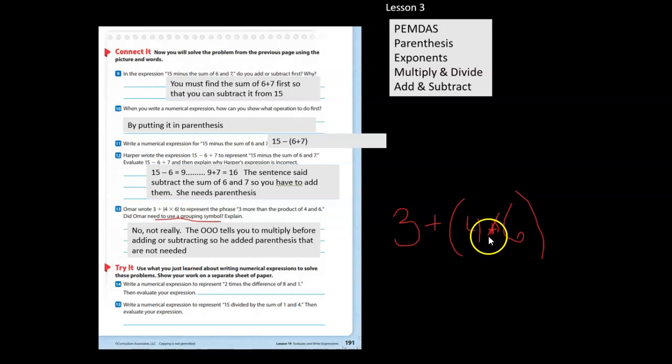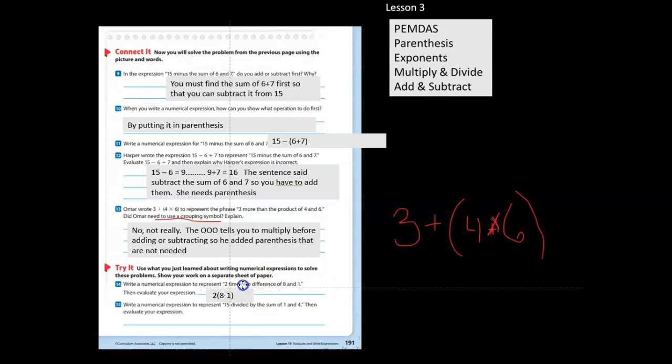That was multiply. Okay, so order of operations says that we're going to multiply before we add. So did he really need to put those in there? No. Number 14, write a numerical expression to represent 2 times the difference of 8 plus 1.